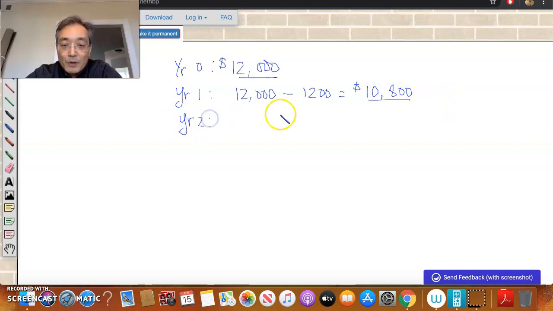In year 2, he's going to lose another 10%. So now he's going to lose 10% of what's here. Let's figure it out. He starts with that minus 10% of that. Well, 10% of that is 1,080. Correct? So now he's down to, what is it?